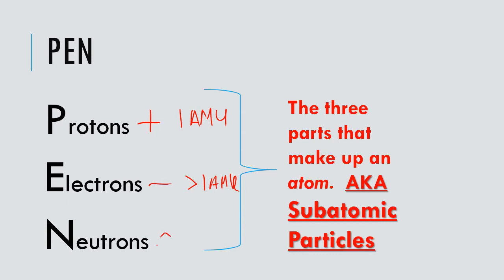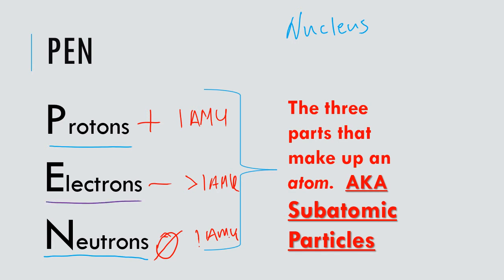And then neutrons have a neutral charge and have a mass of 1 AMU. Both protons and neutrons are located in the nucleus, while electrons are in the shell or cloud.